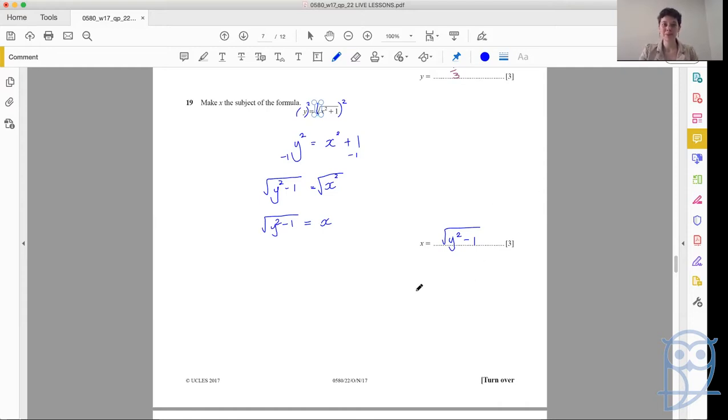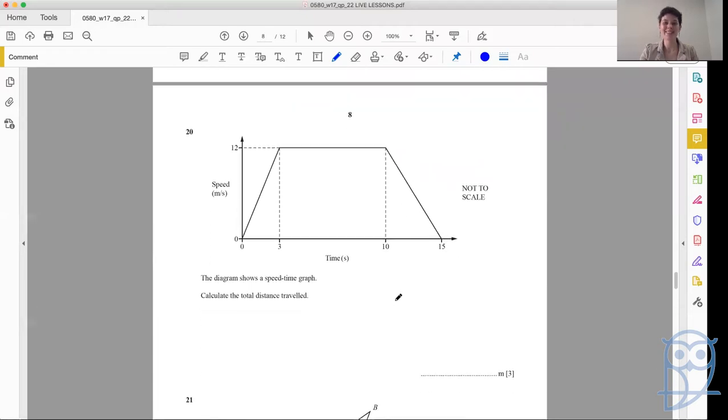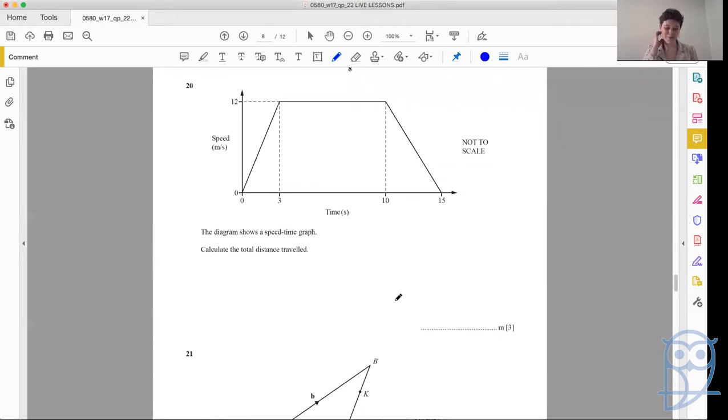So we kicked off with a bit of equations. What comes next? Something completely different. That's the wonder of past paperwork. So question 20. We have a diagram showing a speed-time graph. Okay? They asked us to calculate the total distance traveled.